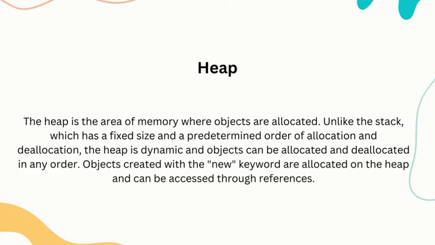The heap is the area of memory where objects are allocated. Unlike the stack, which has a fixed size and a predetermined order of allocation and deallocation, the heap is dynamic and objects can be allocated and deallocated in any order. Objects created with the new keyword are allocated on the heap and can be accessed through references.